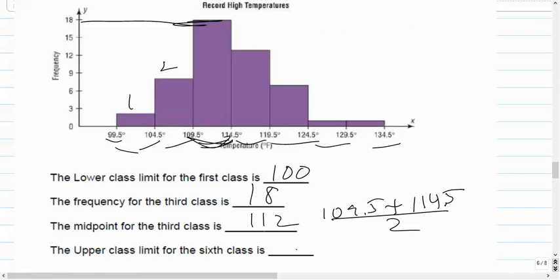I think there's one more. The upper class limit for the sixth class, so 1, 2, 3, 4, 5, 6. Here's the sixth class. Here's the upper limit. Well, you have to reduce the upper limit by half. If we reduce it by half, the upper limit is 29.